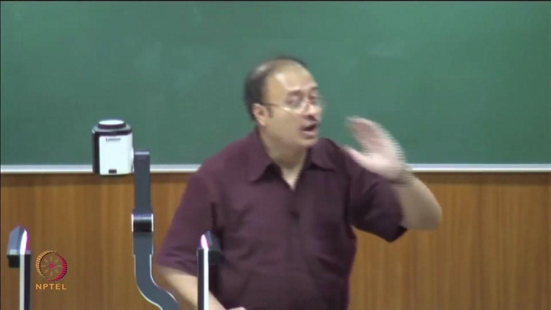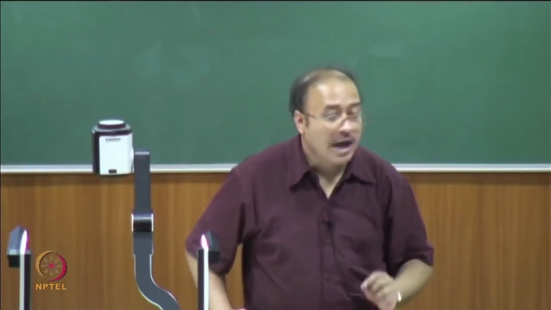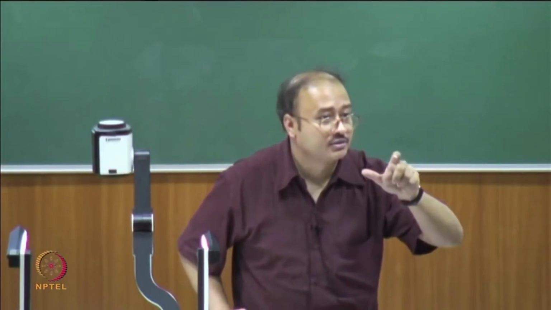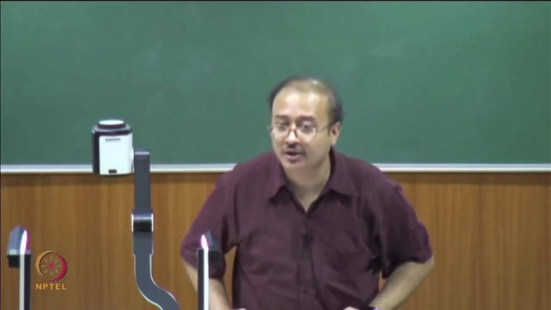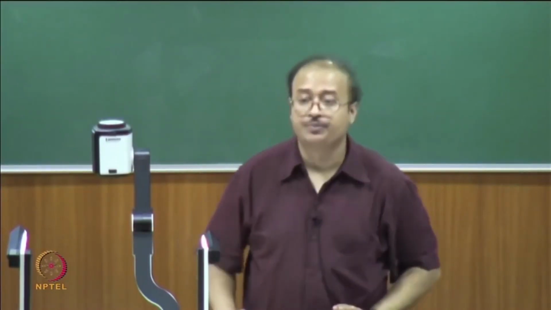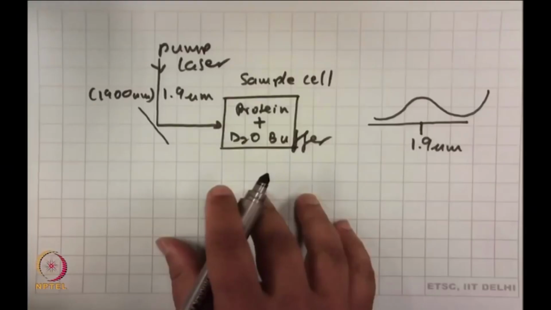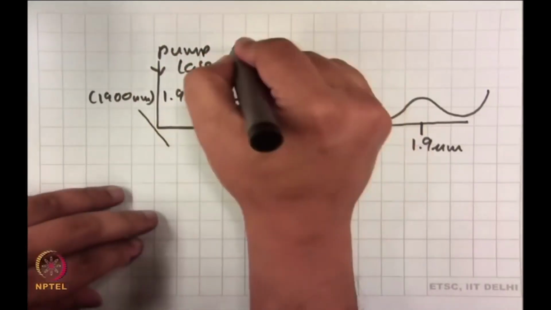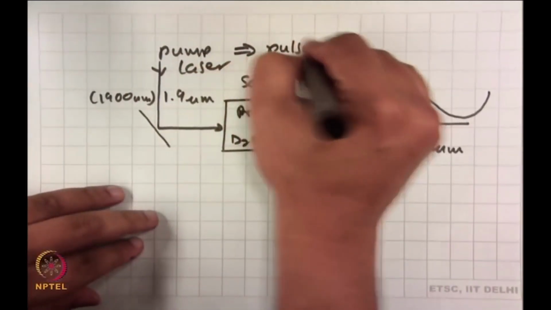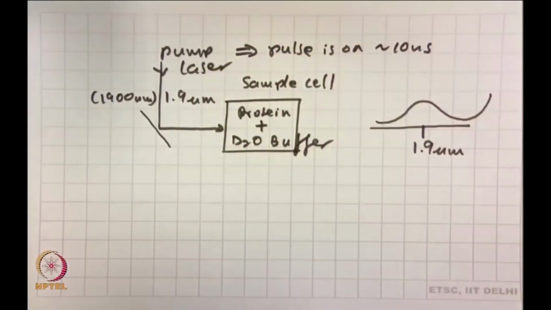Again, at 1.9 micron your pump laser is coming in, and because your D2O has an absorbance out there, it would absorb the 1.9 micron. Is it clear? Okay. Now, the moment it absorbs the 1.9 micron, I will tell you what happens. The pump laser, each pulse is on for about say 10 nanoseconds, and with pretty high energy.